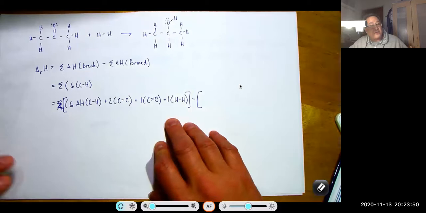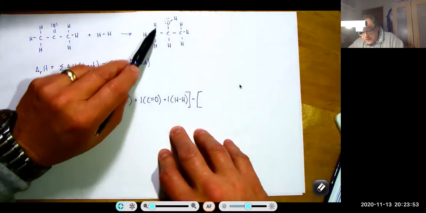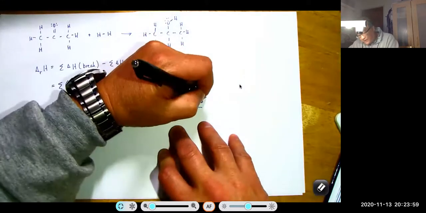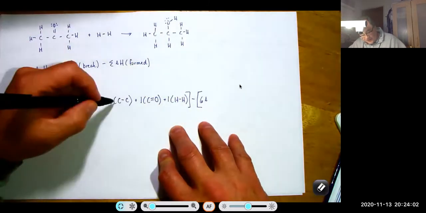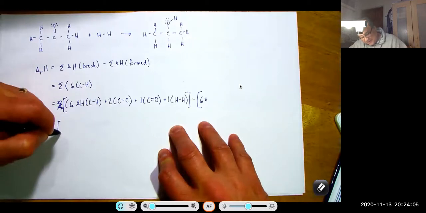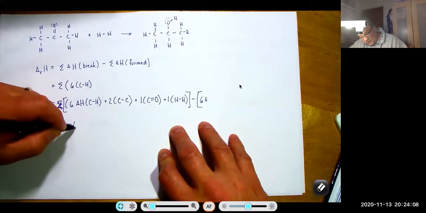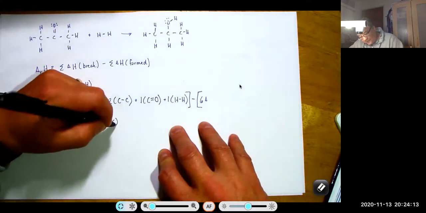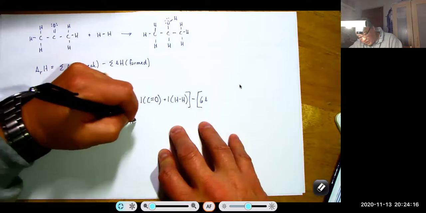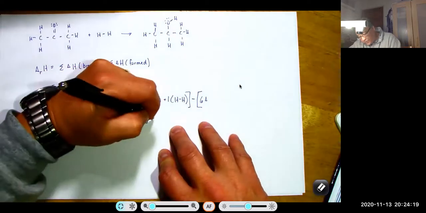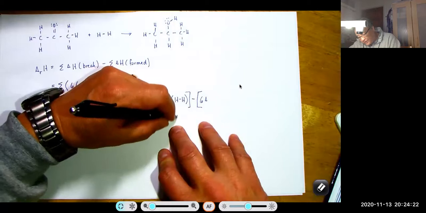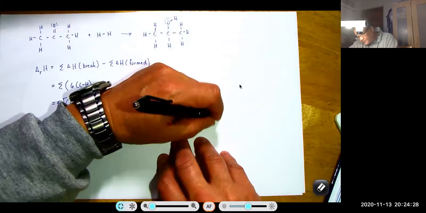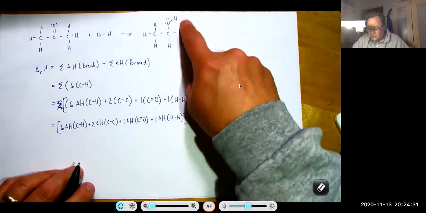And now let's look at all the bonds we form. 1, 2, 3, 4, 5, 6, 6 carbon-hydrogen bonds. Oh, I forgot my delta H's in here. So let me rewrite this so I've got my delta H's in there. 6 delta H carbon-hydrogen +2 delta H carbon-carbon +1 delta H carbon-oxygen +1 delta H hydrogen-hydrogen, -6 delta H carbon-hydrogen, because there's 6 of those. 1, 2, 3, 4, 5, 6.